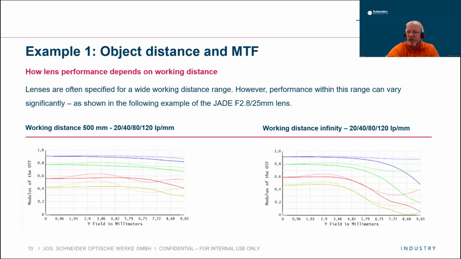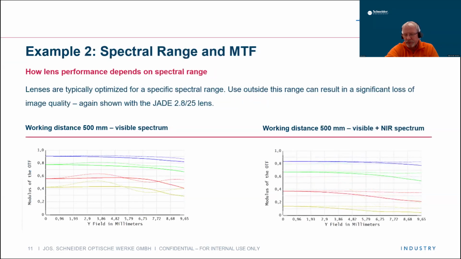But if you do this, you will see the performance on the right side. So in the center of the image, the performance is still quite well, but you have a certain drop towards the edges. And this is something that, in my opinion, none of the lens selection tools from the optical manufacturers will tell you. So don't fully rely on the results that you get there. You have to ask yourself, do I need more information in order to do a better choice? And the answer will be yes.